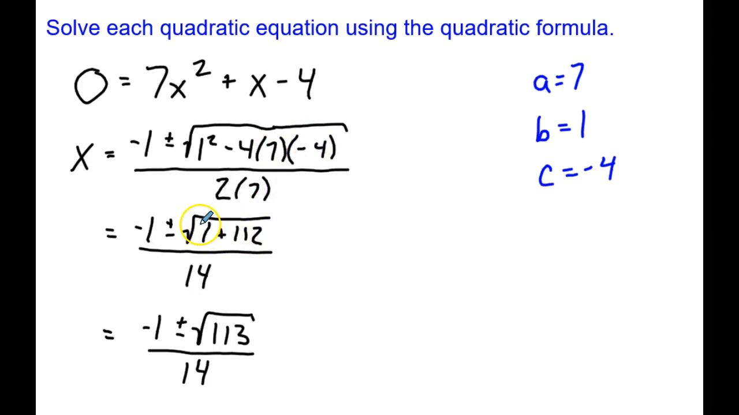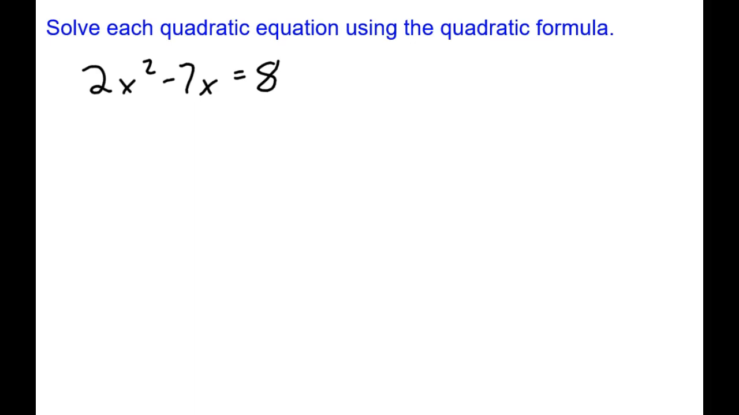You have to add that to 1 squared, which is 1, which creates 113 underneath the radical. That is not going to simplify, so our final result is going to be negative 1 plus or minus the square root of 113 divided by 14.